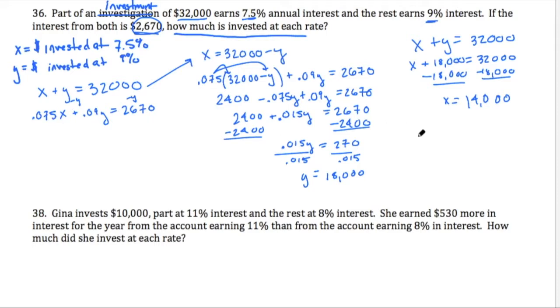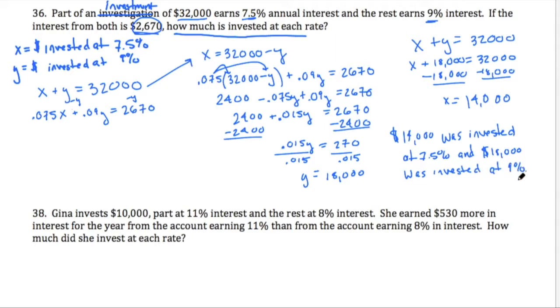But let's make sure we answer the question. So $14,000 was invested at 7.5%, and $18,000 was invested at 9%. And some of you might be thinking, why don't we just put it all on 9%?